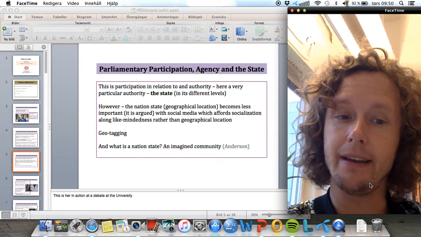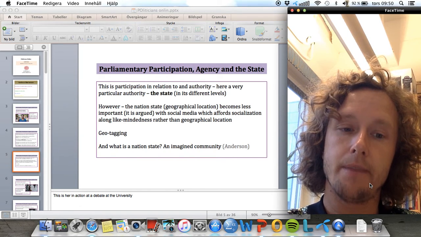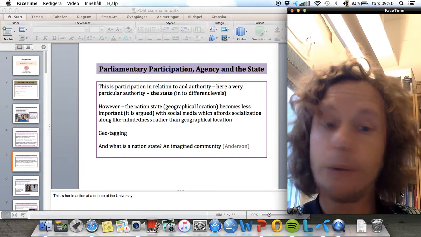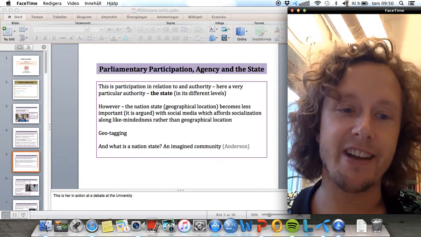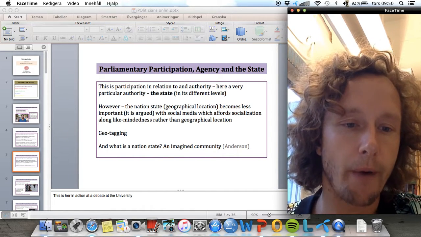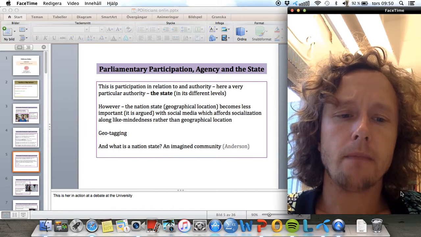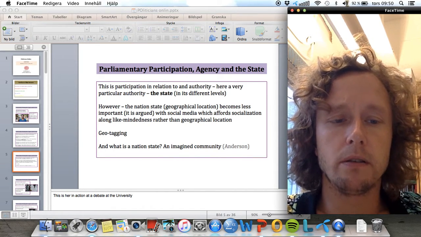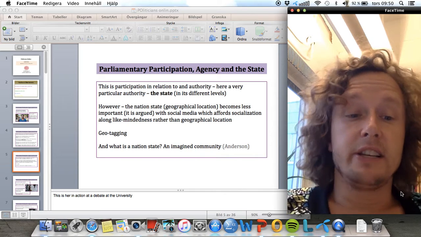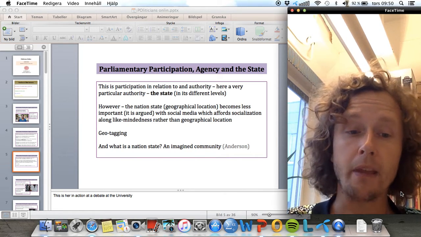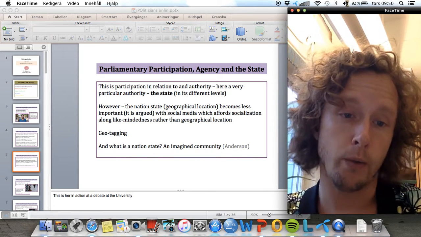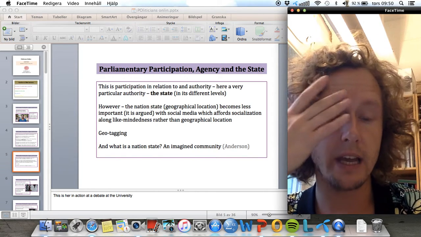But perhaps what geotagging indicates is that digital media does not make geography unimportant, but it adds another layer, namely interest. I mean, with geotagging, for example, you can find like-minded people where you are right now, etc. And then returning to the state here, the claim would be that the nation state is still very important as a geographical location. But this is not the only way to view the state in its geographical location.